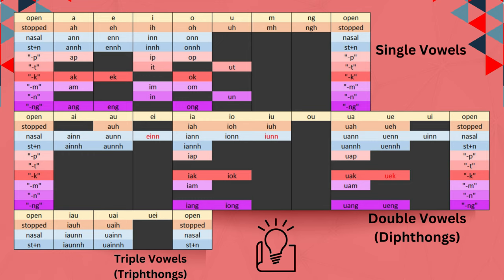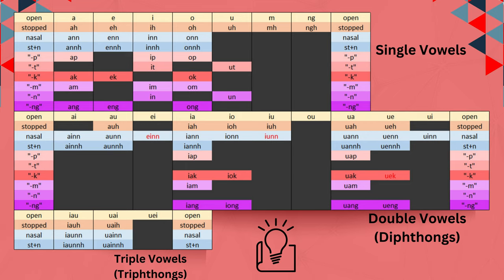Some vowels can have additional final consonant stops of P, T, or K. I call these PTK stops. Notice that these PTK stops are mutually exclusive with nasal status. So a nasal vowel cannot be followed by P, T, or K. Only certain finals that end with P, T, or K actually exist.